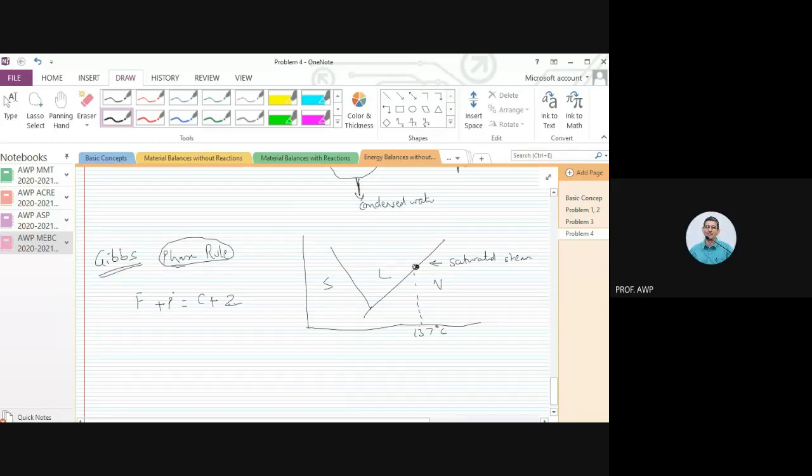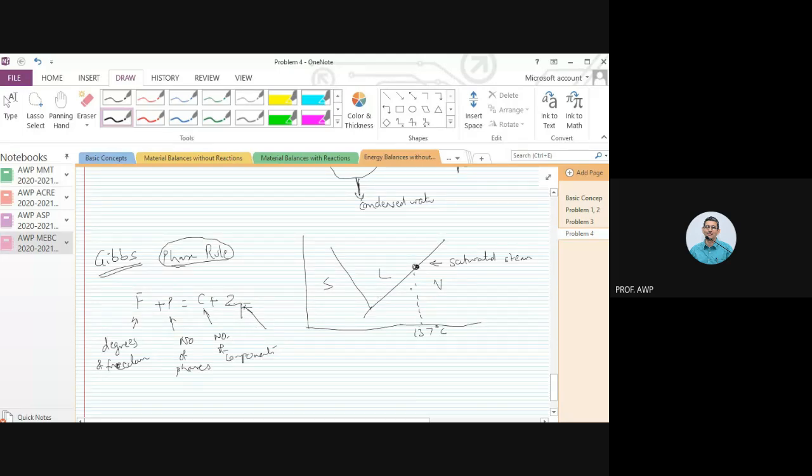This is known as Gibbs phase rule. So this is degrees of freedom. This is number of phases, number of components. This is just the 2 degrees of freedom that are there. Okay, we can derive this in thermo course. You will derive it as well, but don't worry about it.